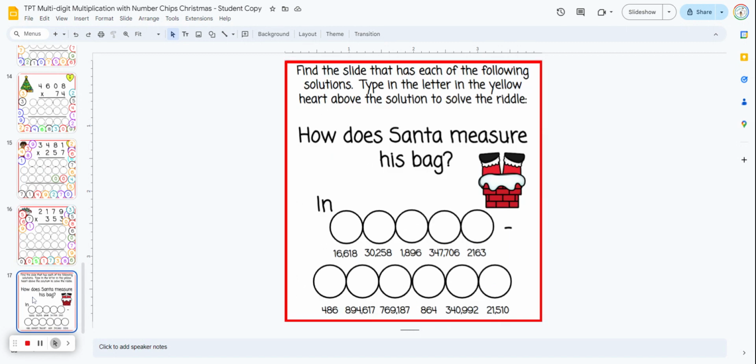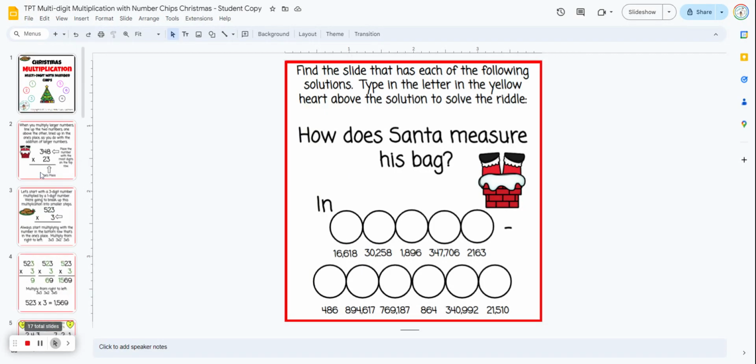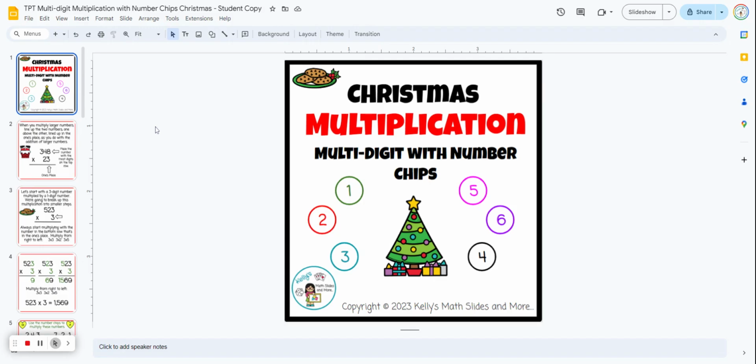And when they get to the end, they get the Christmas riddle. They're going to go back and they're going to find all of these answers. If they've done this correctly, then they're going to find the answer and they're going to type in the letter that's in the yellow heart. And they will solve the riddle if they've done every problem correctly. So this is multi-digit multiplication using number chips, the Christmas version.